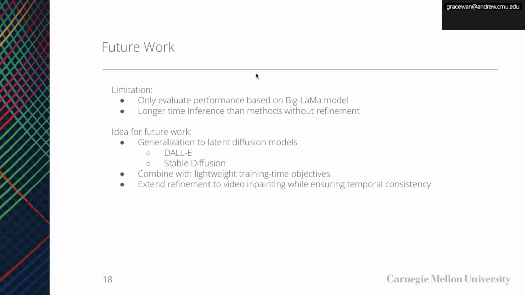So in terms of future work, we want to try and address these limitations. For the first idea, we would want to generalize to latent diffusion models instead of big LaMa so that we can reduce our reliance on big LaMa. And then also we want to address the longer inference time problem by combining with lightweight training time objectives. And finally, we may attempt extending our refinement to video inpainting.